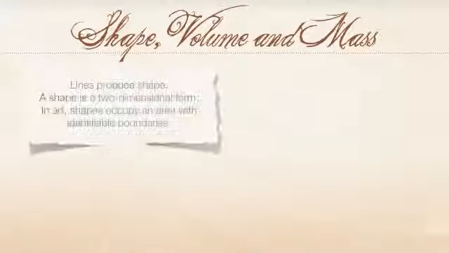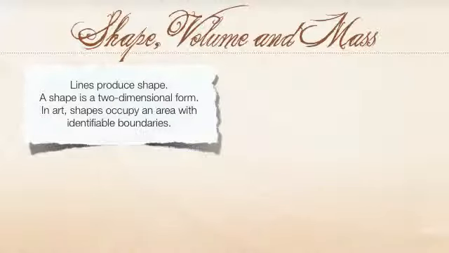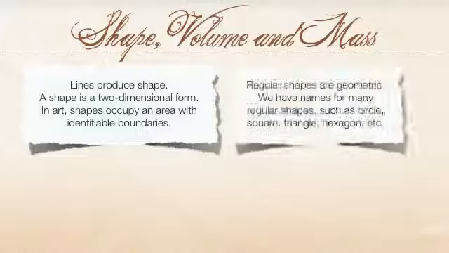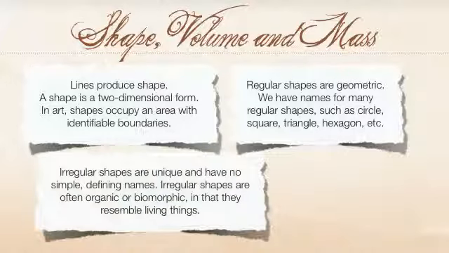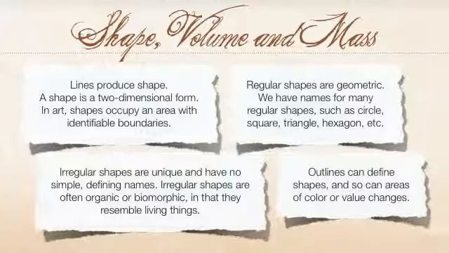Lines produce shape. A shape is a two-dimensional form. In art, shapes occupy an area with identifiable boundaries. Regular shapes are geometric. We have names for many regular shapes such as circle, square, triangle, hexagon, etc. Irregular shapes are unique and have no simple defining names. Irregular shapes are often organic or biomorphic in that they resemble living things. Outlines can define shapes, and so can areas of color or value changes.